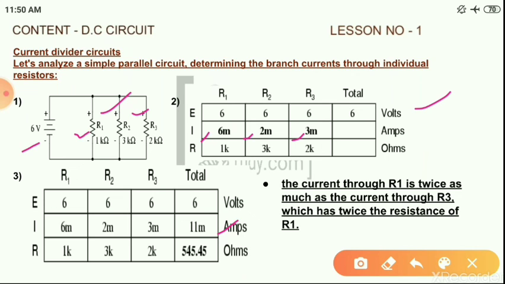Then the current through R1 is twice as much as the current through R3, which has twice the resistance of R1. Meaning R1 has a resistance of 1 kilo ohm, but R2 has a resistance of 3 kilo ohm, meaning the resistance is 3 times higher. That's why the current is also 3 times lower for R2.